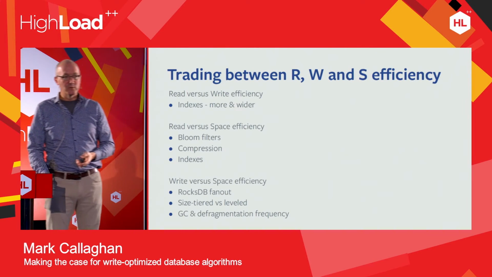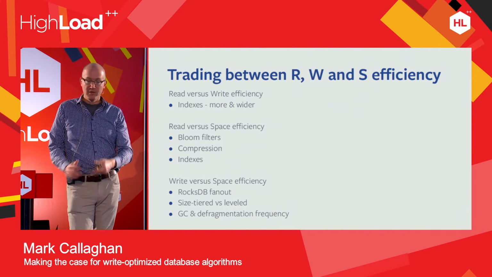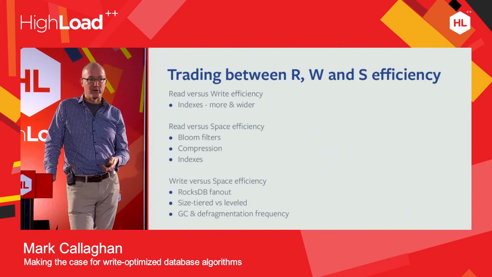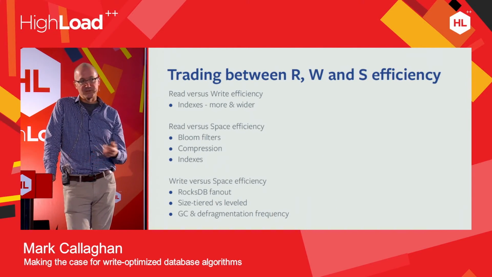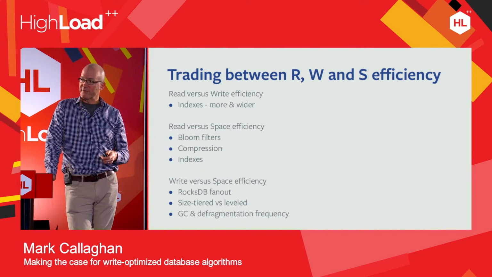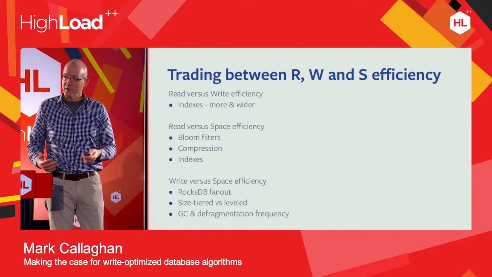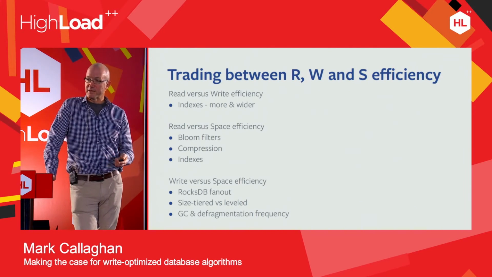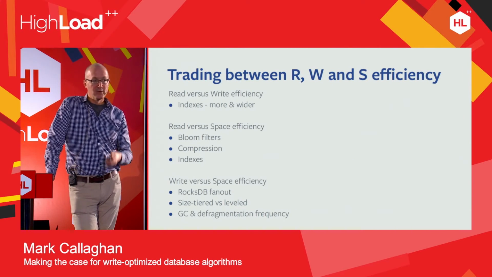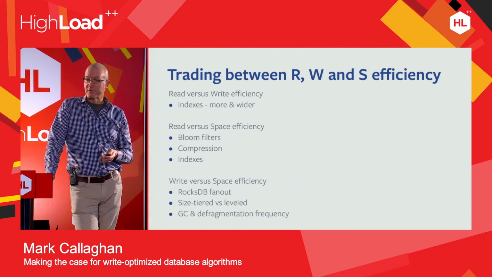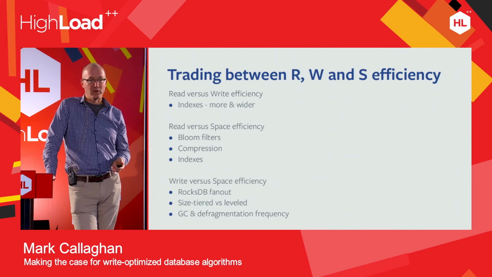Some of the things we do, either in choosing an algorithm, or in tuning an algorithm, or even in managing our database servers, we're choosing between read, write, and space efficiency. So a standard way to trade between read and write efficiency is to create an index. An index costs in write efficiency because you have to write it to maintain it after updates, but it makes reads faster. An index also costs in space efficiency because you have to store the index while making reads faster.